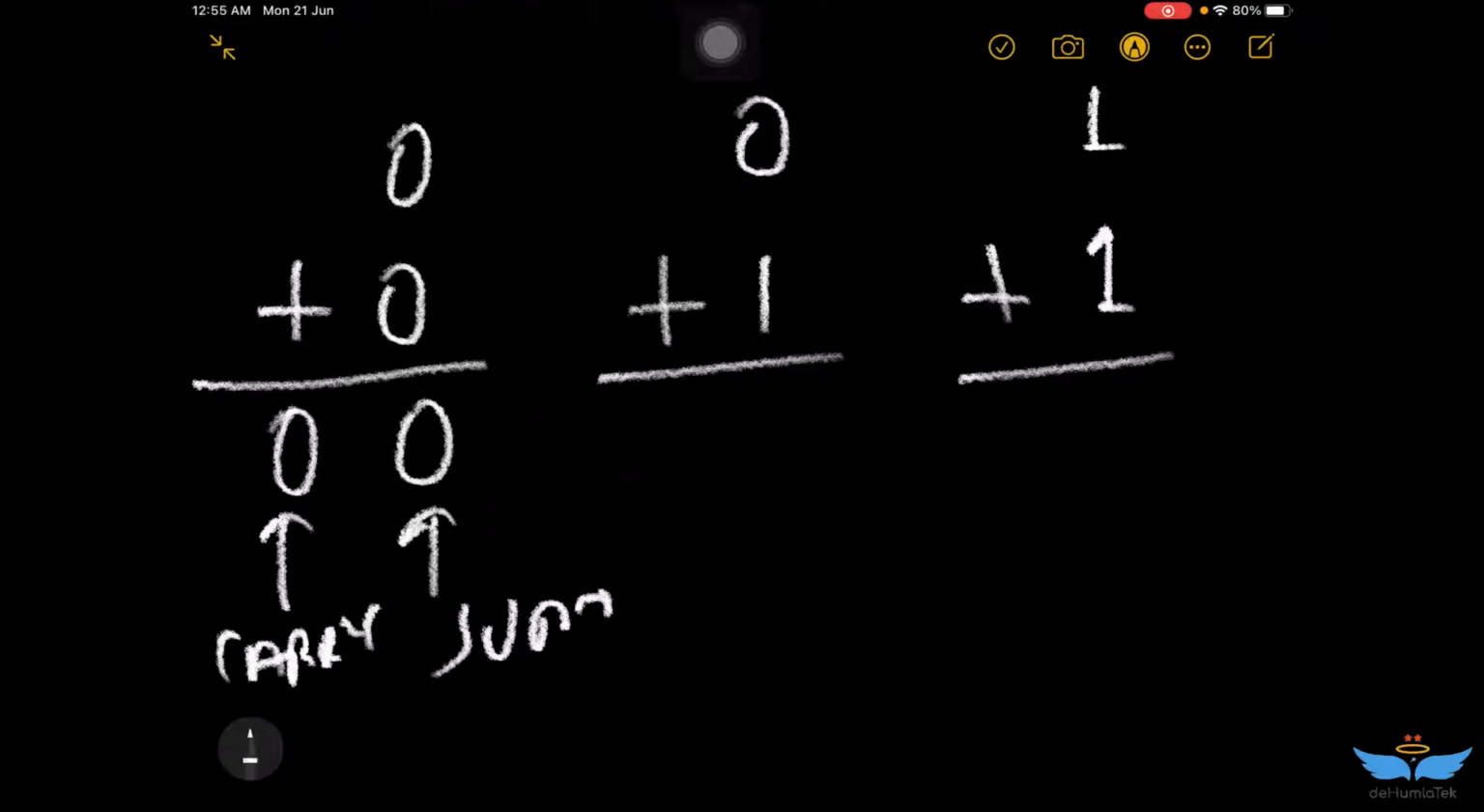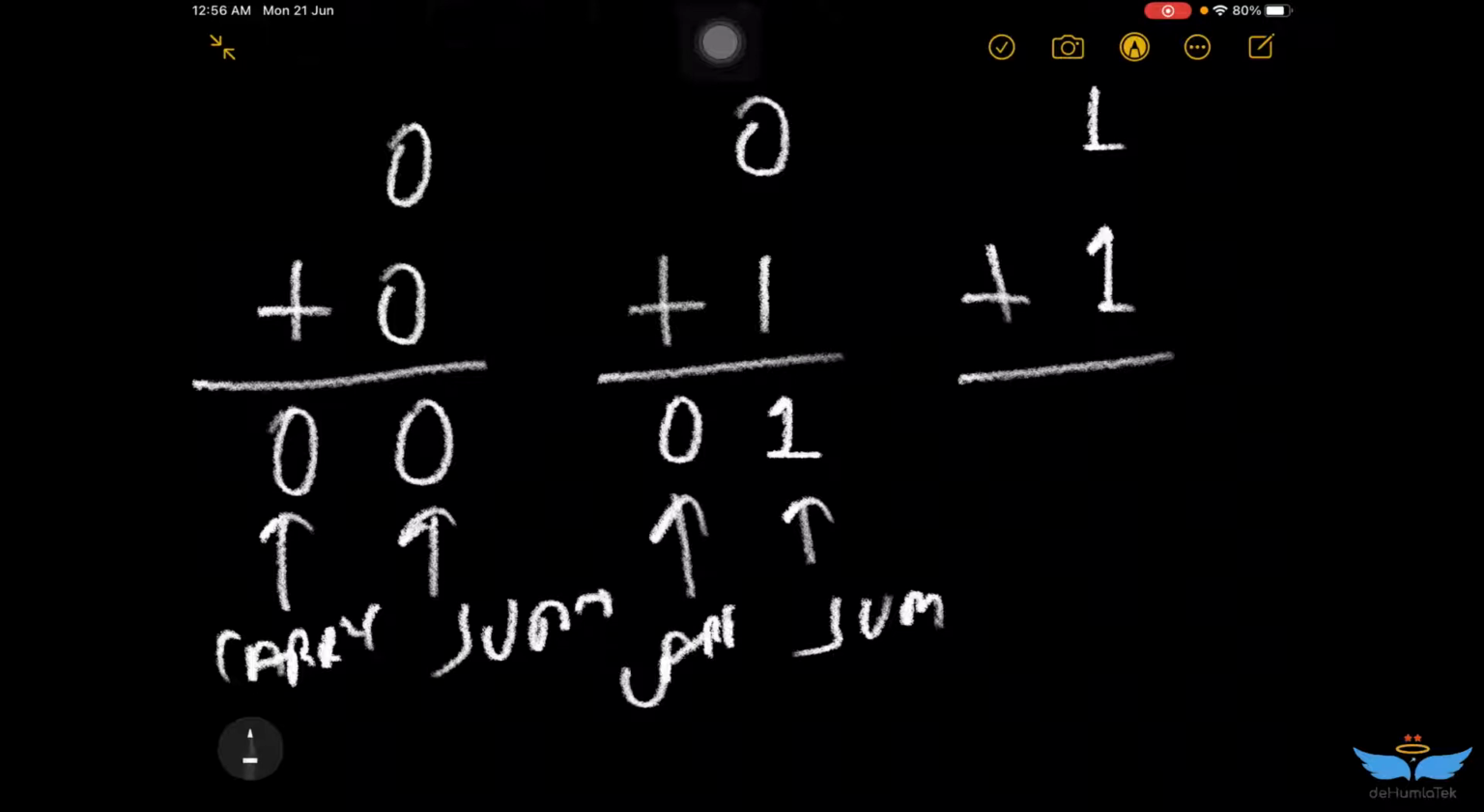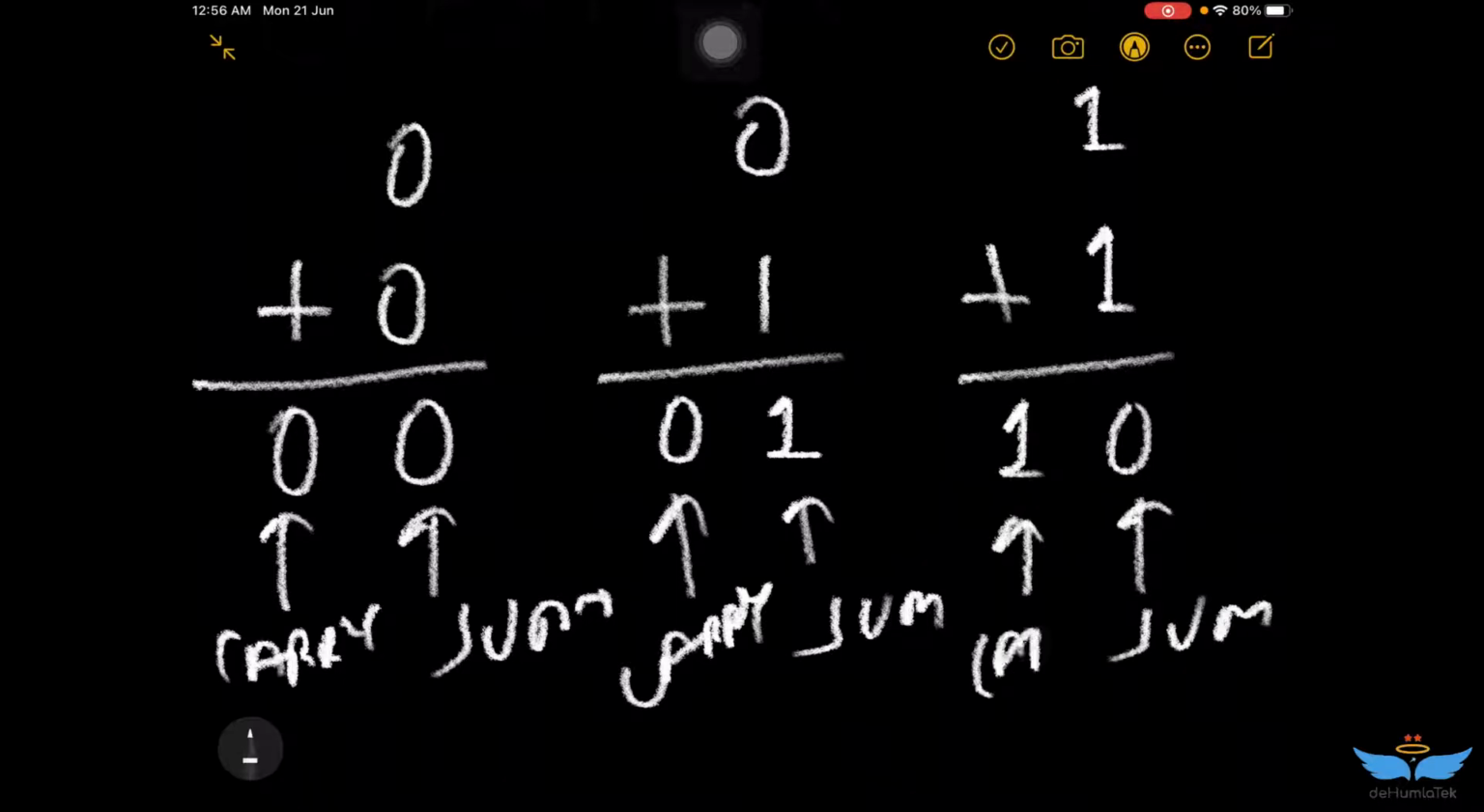Similarly, if we add 0 and 1, the sum would be 1 and the carry will be 0. So this is the sum and this is the carry. When we add 1 and 1, we'll get 0 as the sum and 1 as the carry. So this is the sum and this is the carry. Using the same strategy, now we can make a truth table for the half adder.